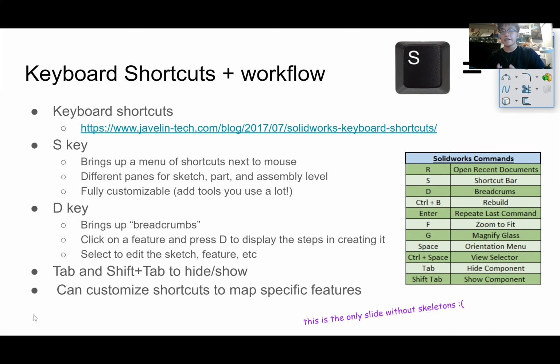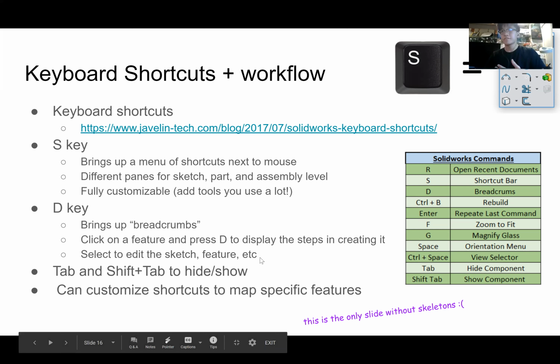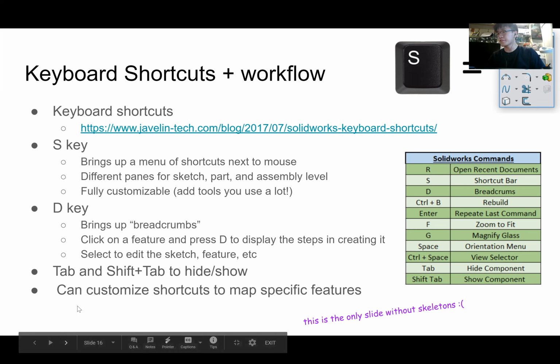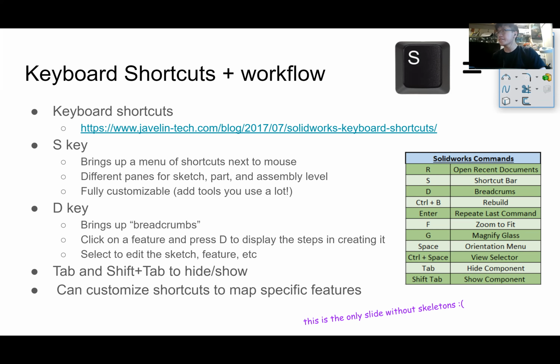So for me, I customized mate to Z, measure to Q. Basically, I just put everything on one side of the keyboard so that I never have to move around the keyboard to reach a feature. But definitely use shortcuts. They're very important, I think, and it makes you more fluent in using SolidWorks. And I don't know, it just saves a bunch of time.